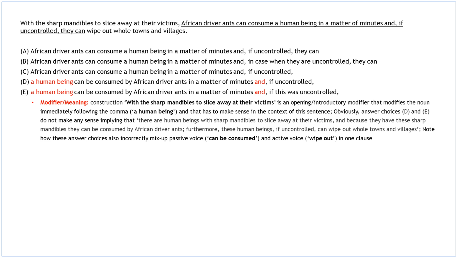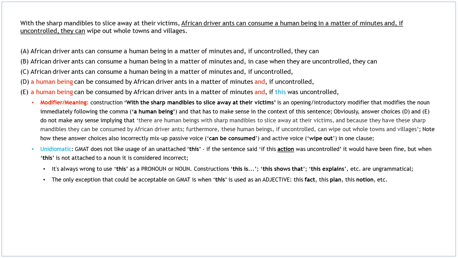Furthermore, these human beings, if uncontrolled, can wipe out whole towns and villages. Note how these answer choices also incorrectly attribute passive voice, "can be consumed," and active voice, "wipe out," to the same subject, human being. Additionally, note the incorrect usage of the pronoun "this." GMAT does not like usage of an unattached pronoun "this." If the sentence said, "if this action was uncontrolled," it would have been fine, but when "this" is not attached to a noun it is considered incorrect.